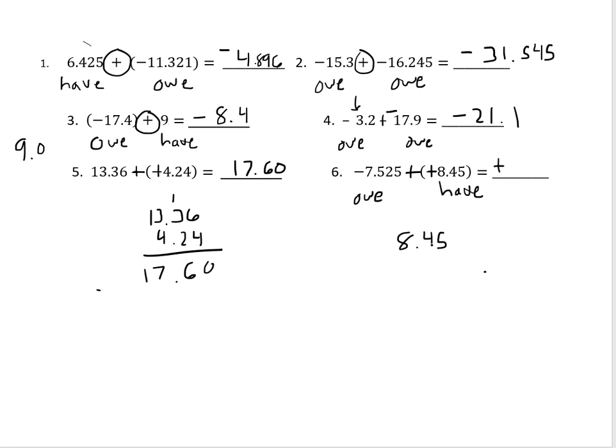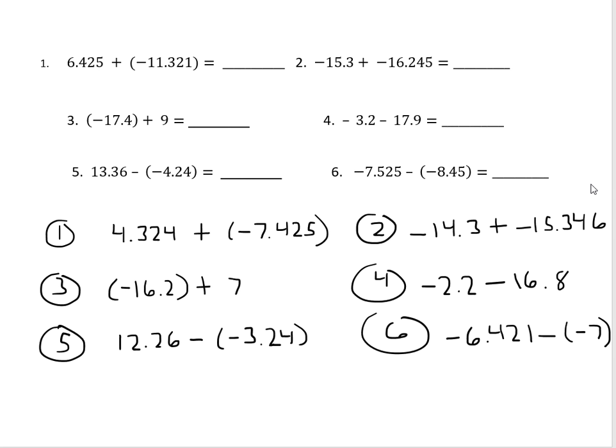So 8.45, and then we're going to line up the decimals, 7.525. We would add a 0 here, and now we subtract. We can't take 5 from 0, so we're going to have to borrow from this 5, make it a 4. 10 minus 5 is 5, 4 minus 2 is 2. We can't take 5 from 4, we're going to have to borrow from the 8, make it a 7. 14 minus 5 is 9, and then our decimal comes straight down. So 0.925.